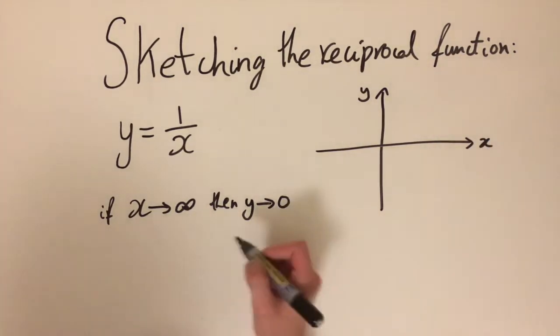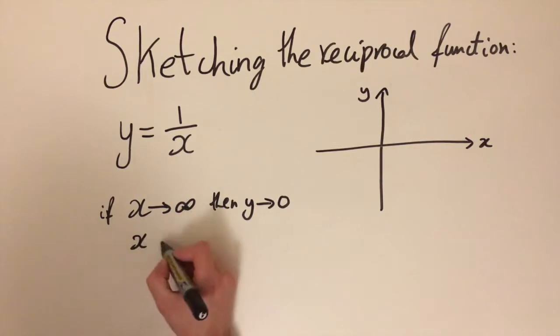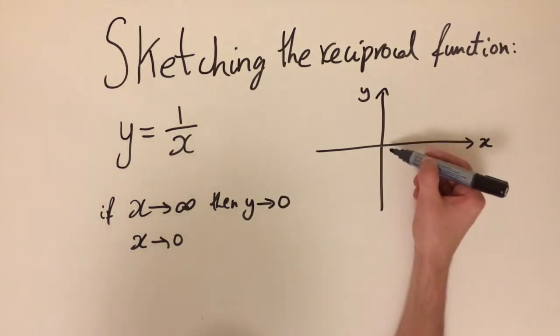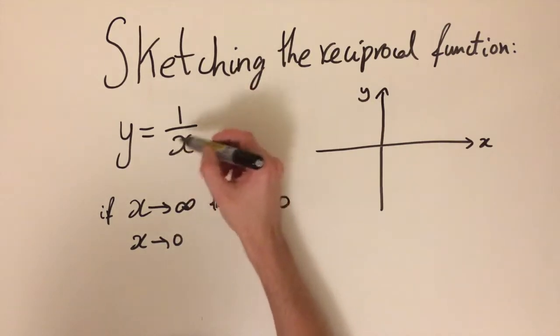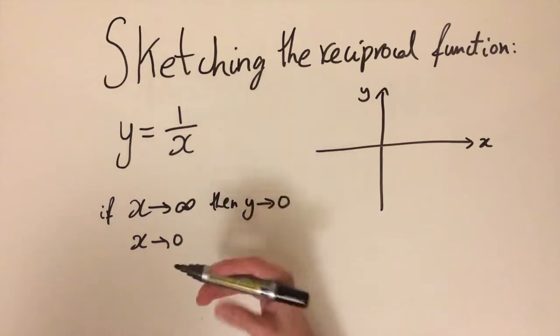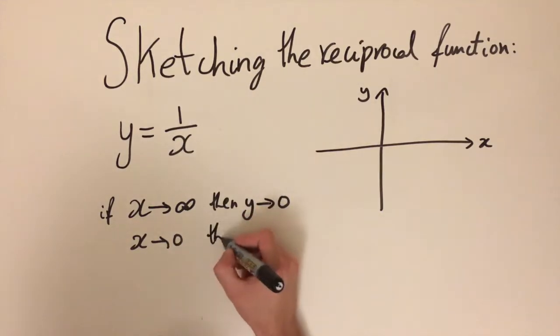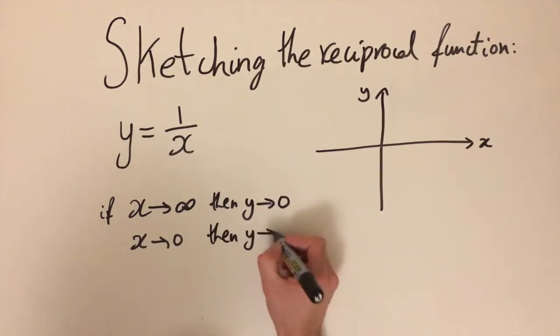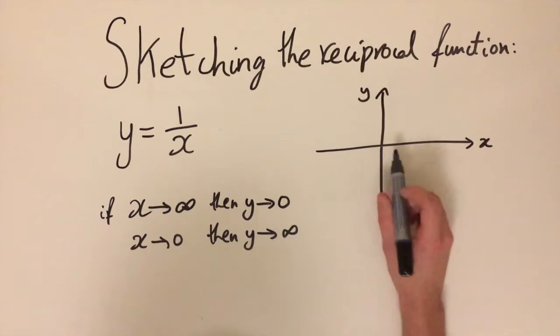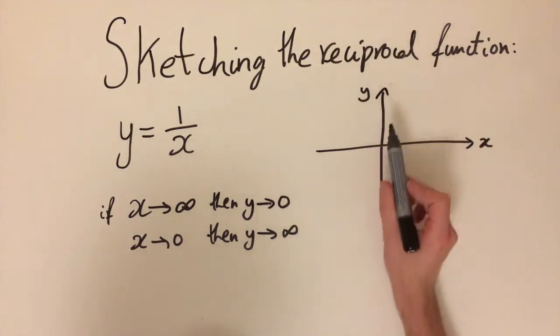Now if we take x the other way, if we take x towards 0, so if you're going this way and we're approaching the origin, then we're going to have 1 divided by a very small number, and it's going to keep getting smaller and smaller, which means y is going to get bigger and bigger. So then y is going to tend towards positive infinity. It's kind of the opposite effect. So as x goes towards the origin, y is going to go upwards like this.